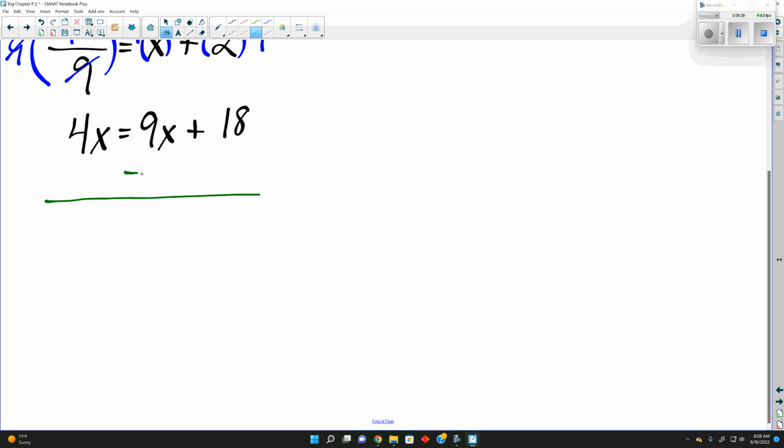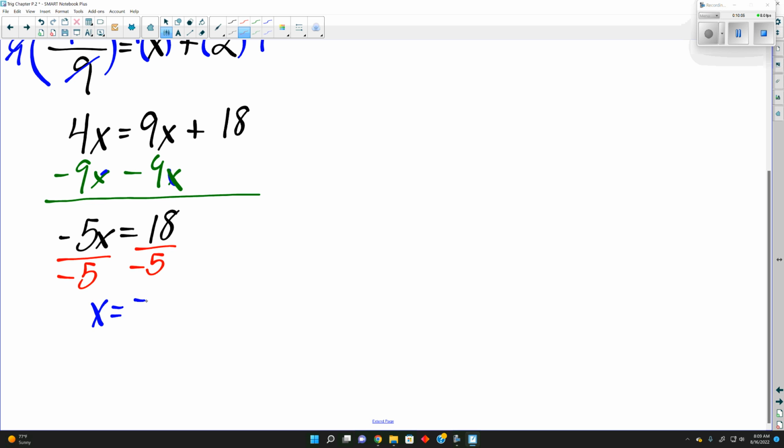And we can minus 9x from both sides. 4x minus 9x is negative 5x, equal to 18. Which means last but not least, we're going to divide both sides by negative 5, telling us x is equal to negative 18 fifths.